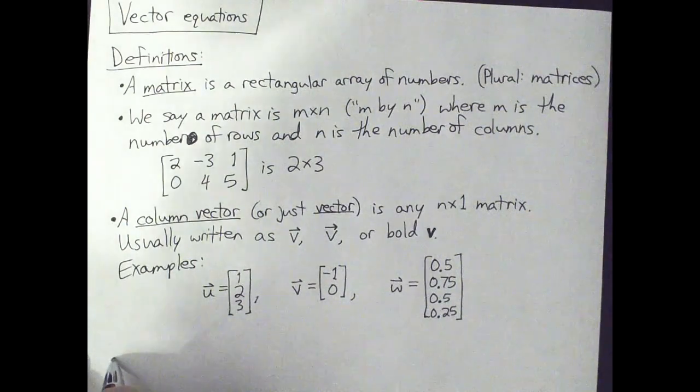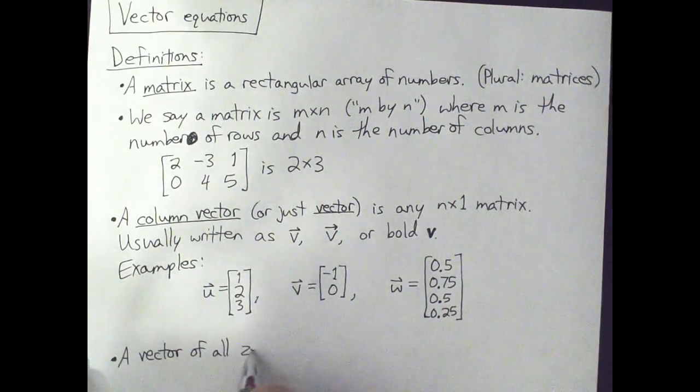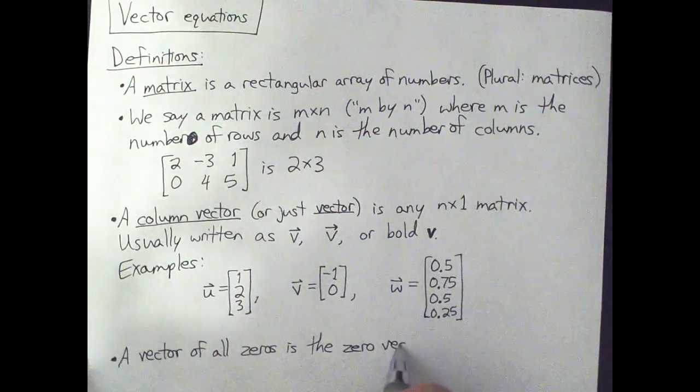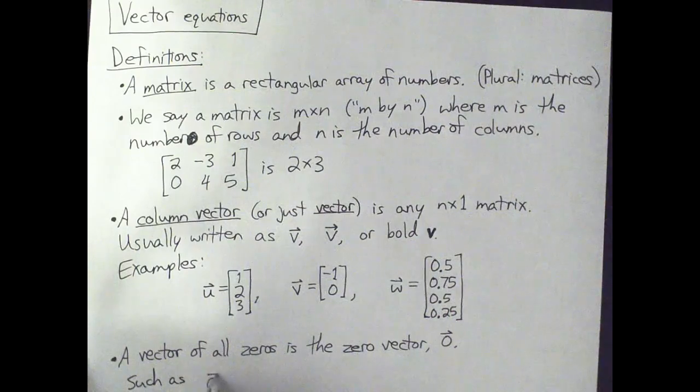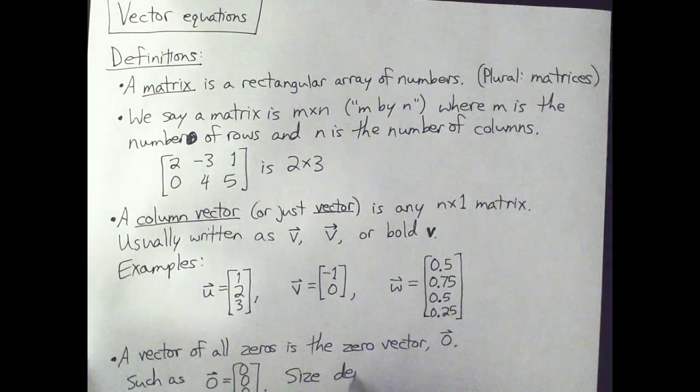Let's see, some more terminology. A vector of all zeros is called the zero vector. And it is sometimes written as 0 with the little vector symbol above it. Such as the zero vector equals vector with all zeros. And the size of it depends on context.